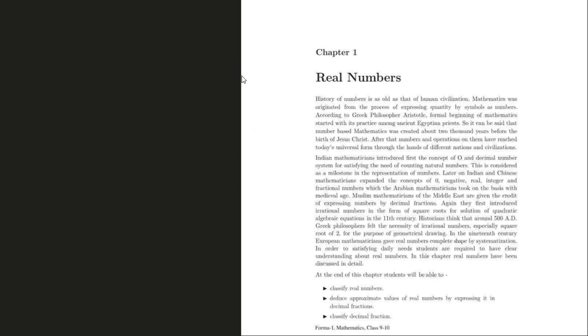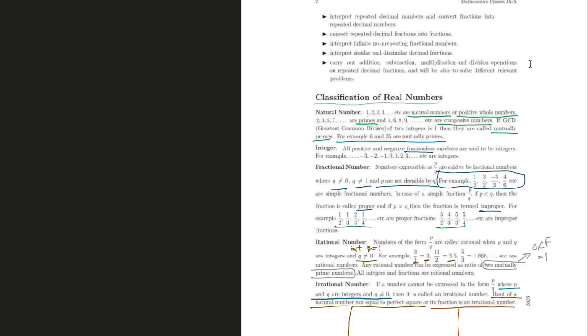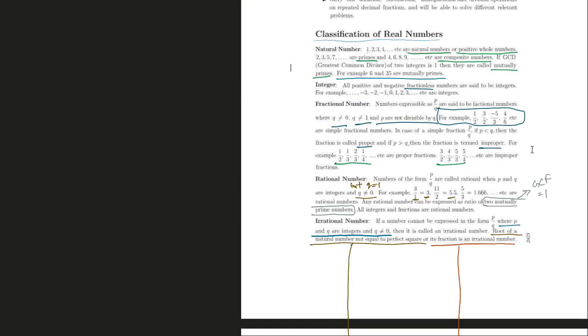So let's get into it. To understand real numbers, we'll first go through what natural numbers are. These are the classifications of real numbers. So let's see the natural numbers first.